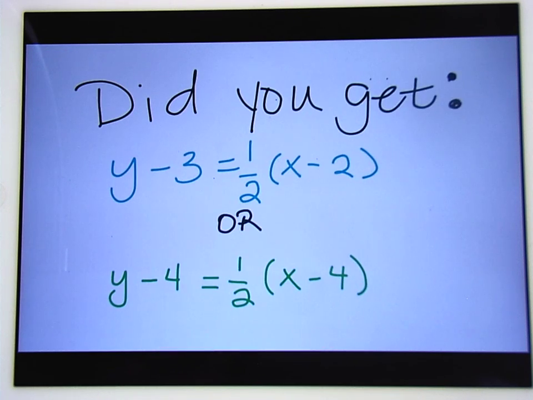Did you get y minus 3 equals a half times x minus 2? Or y minus 4 equals a half times x minus 4. For this one here, if you used point (2, 3), that should be your correct answer. If you used point (4, 4), this should be your answer.